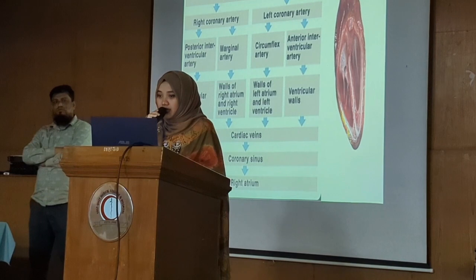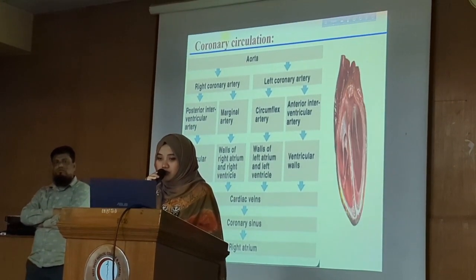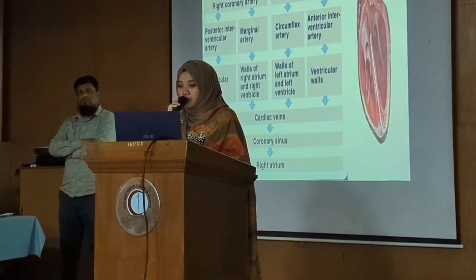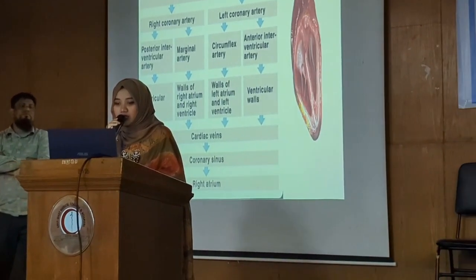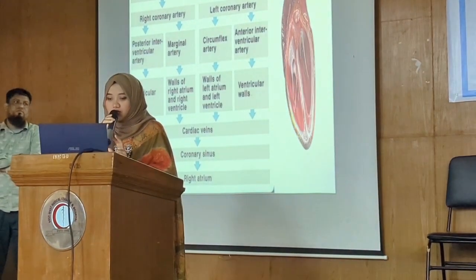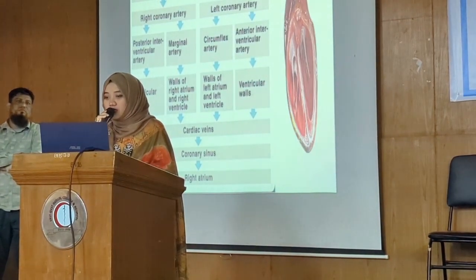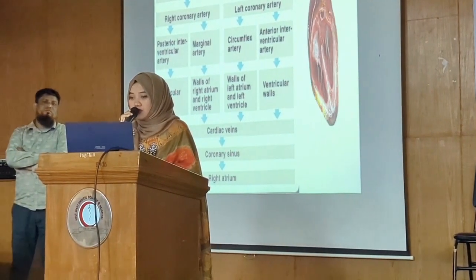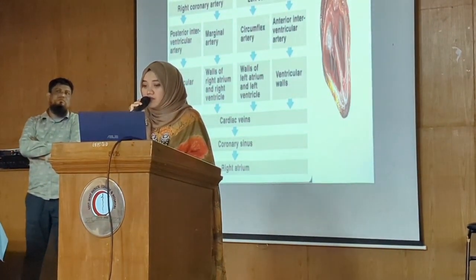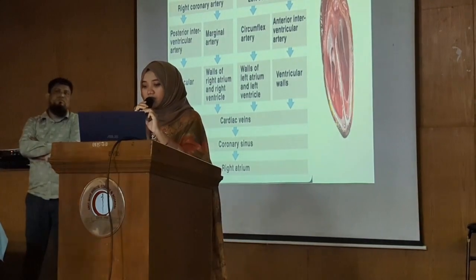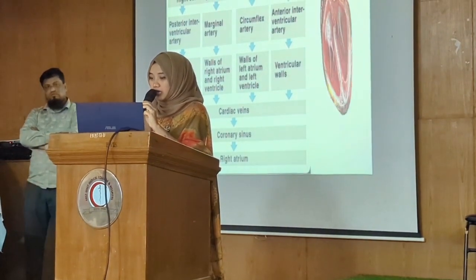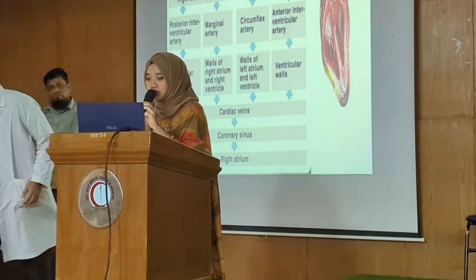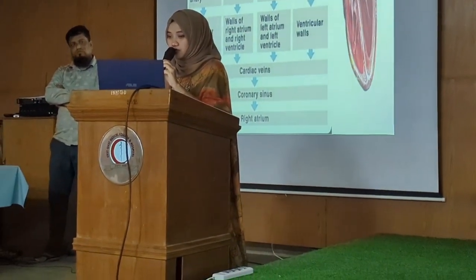The coronary arteries have some branches. The right coronary artery gives the branches posterior interventricular artery and marginal artery. The posterior interventricular artery supplies the ventricles, and the marginal artery supplies the wall of the right atrium and right ventricle. The left coronary artery gives 2 branches, the circumflex artery and the anterior interventricular artery. The circumflex artery supplies the wall of the left atrium and left ventricle, and the anterior interventricular artery supplies the ventricles. And after that, the venous blood is drained by the cardiac veins and then the coronary sinus and finally to the right atrium.